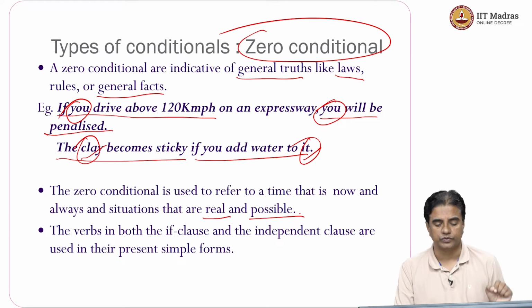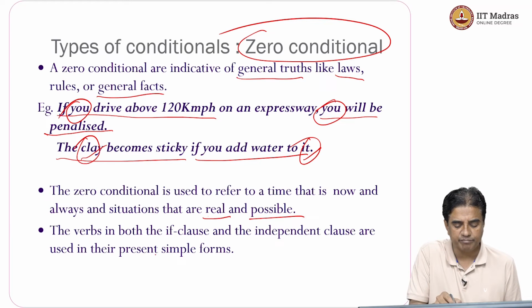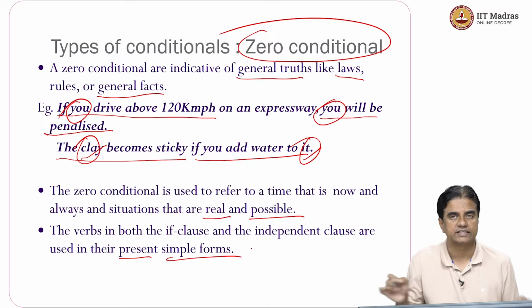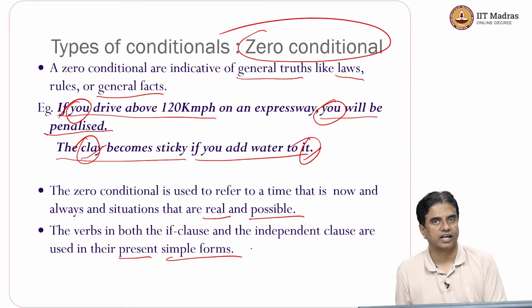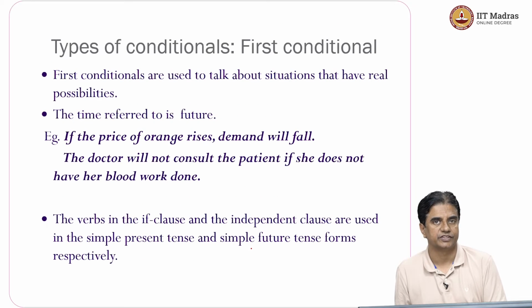The verb in both if clause and the independent clause are used in their simple forms. That is, if they are present, they are simple forms. That's the structure and function of zero conditional.